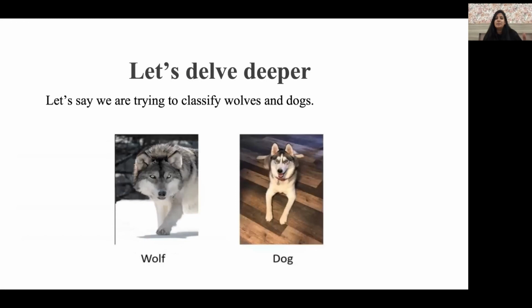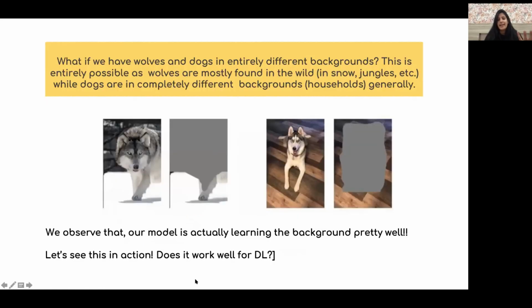Having looked at a machine learning based application, you'd be interested to know, does it even work for deep learning based models? Well, let's dive deeper. Let's take an example when we are trying to classify wolves and dogs. Now, we trained a model and we know that wolves will be mostly in outdoor surroundings, while we see that our dogs were mostly in indoor backgrounds.